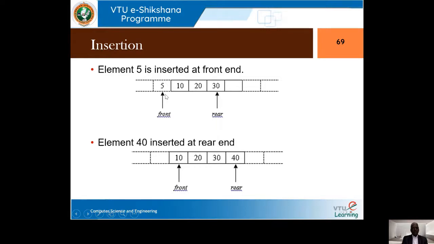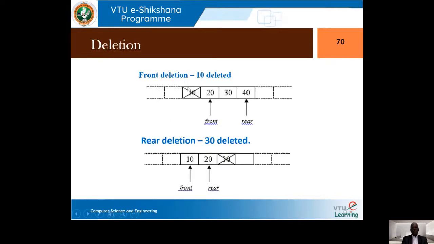And similarly, element 40 is inserted at rear. See, insertion may happen at rear. There is no problem, because it's going to work like a normal queue, since insertion at rear is not a big issue. Similarly, deletion at front. There is also no problem, assuming that in the initial configuration front points to 10 and we increment front. That's not a big issue.